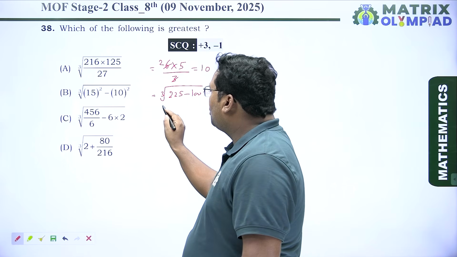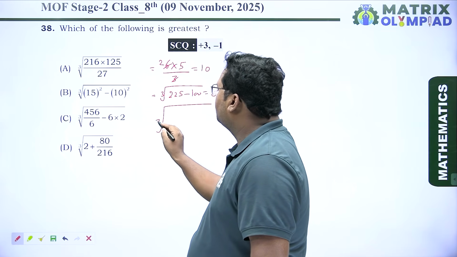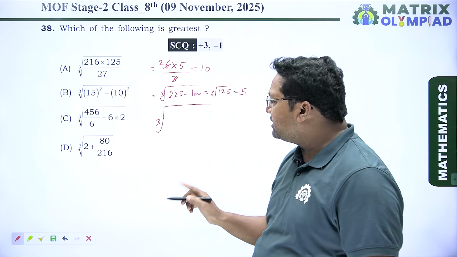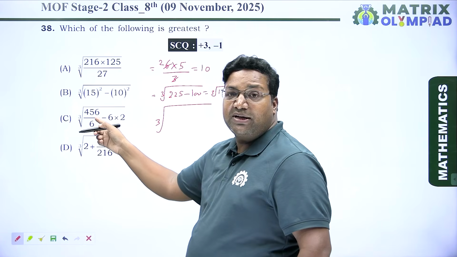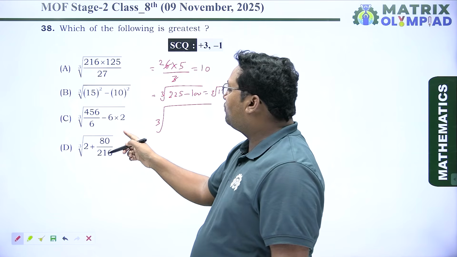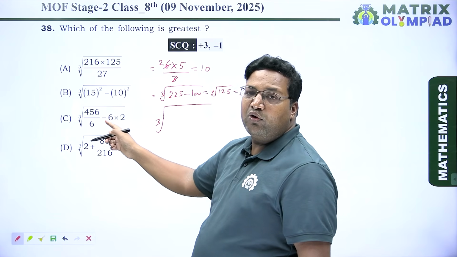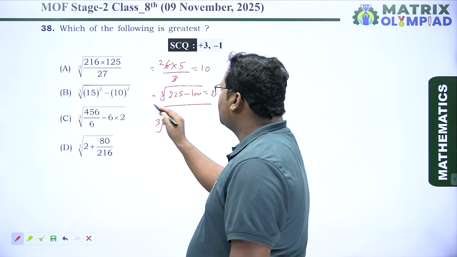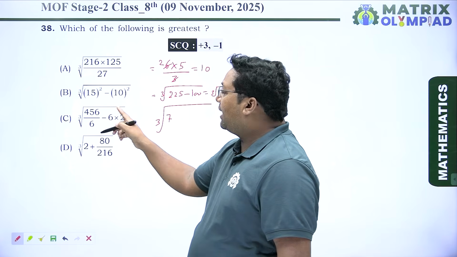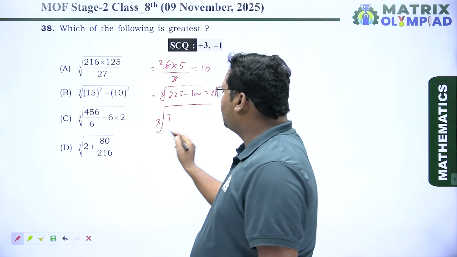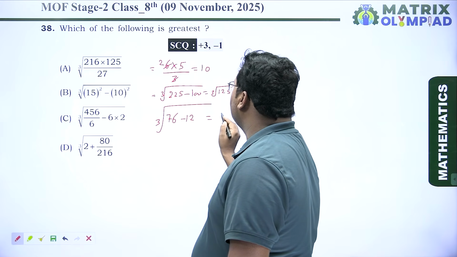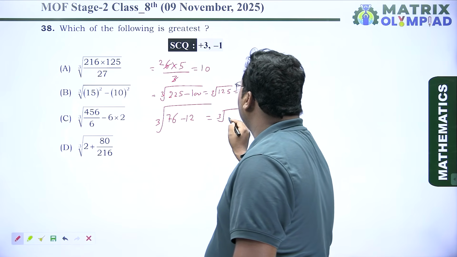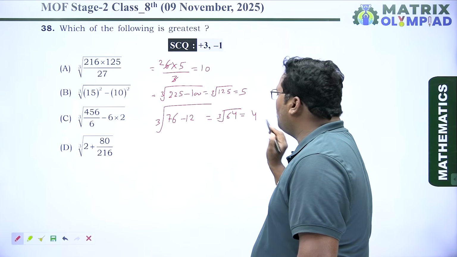Third number is cube root of 456 upon 6 minus 6 into 2. 456 upon 6, this 456 is divisible by 6. So first of all, we have to divide 456 by 6. So we get 6 7s are 42, and 6 6s are 36. So it is 76 minus 12, which is equal to cube root of 64, which is equal to 4.